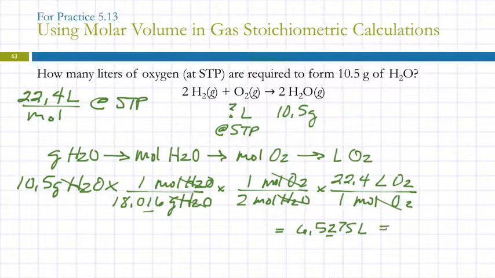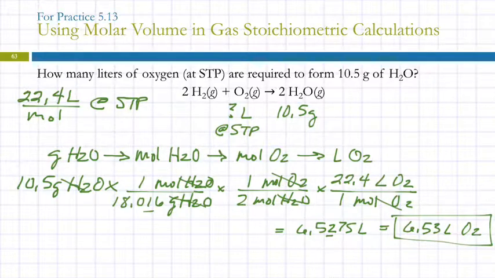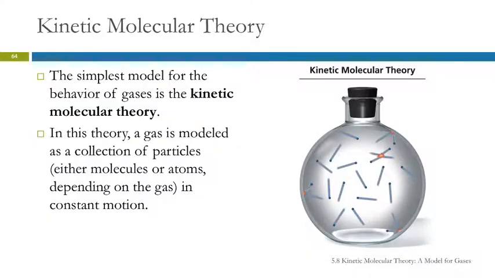6.5275 liters. Rounding that gives us 6.53 liters of oxygen. Any questions? Then we'll save the rest of that for next week.